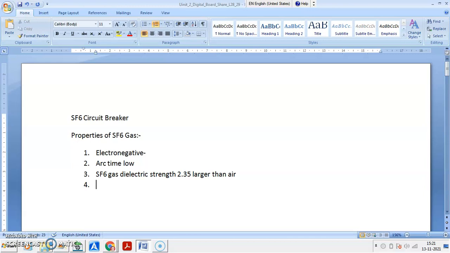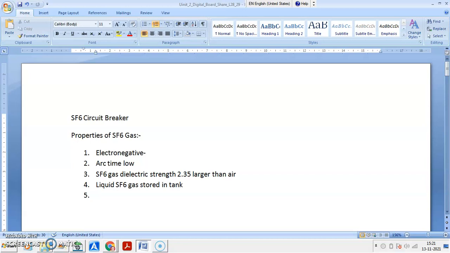Then it can be liquefied at moderate temperature, so it can be stored. Liquid SF6 gas can be liquefied and stored in a tank. So at atmospheric pressure you can store this SF6 gas in a tank. Storage is also possible.